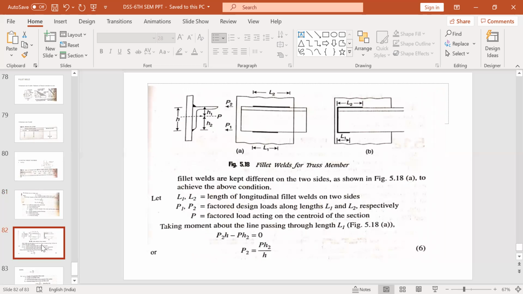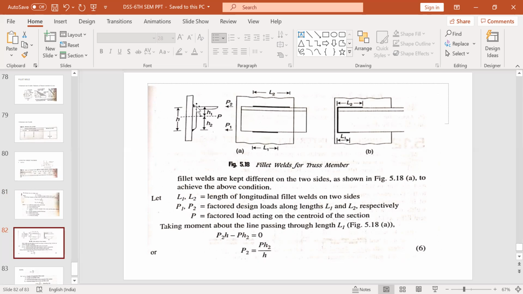Now this is another topic: how to find the forces in a truss member, that is, the design of a fillet weld in a truss member. Look carefully. This is one plate in a truss member. Now you are connecting an angle with this truss member. One leg of this angle is connected, and the other leg is free. The other leg is called the outstanding leg, and this is called the connected leg.